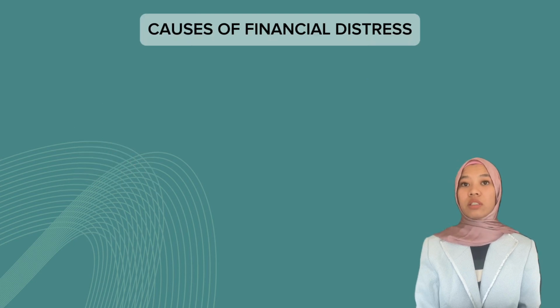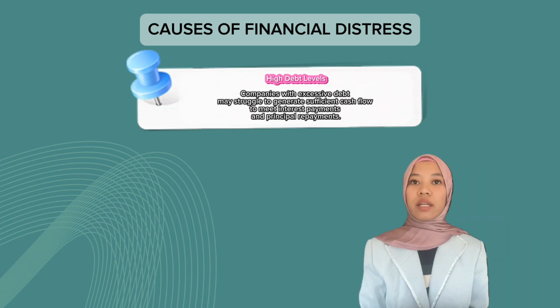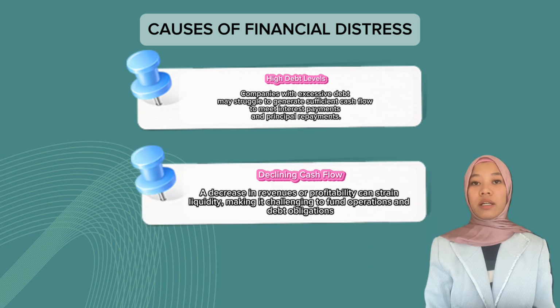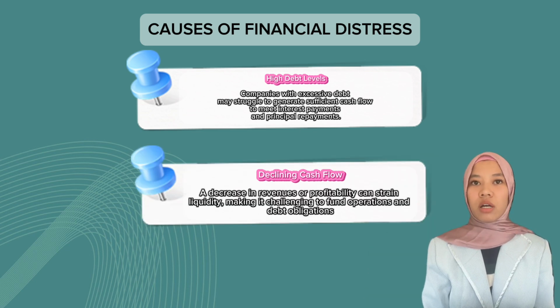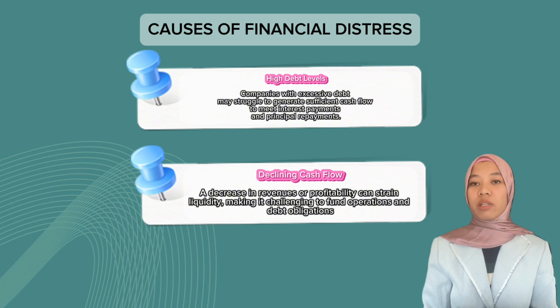There are several common causes of financial distress that companies may encounter. First, high debt levels. Companies with excessive debt may struggle to generate sufficient cash flow to meet interest payments and principal repayments. Second is declining cash flow. A decrease in revenues or profitability can strain liquidity, making it challenging to fund operations and debt obligations.